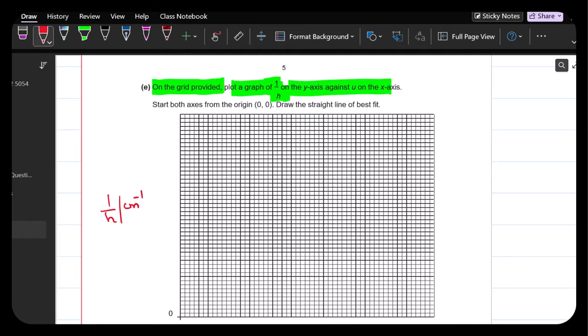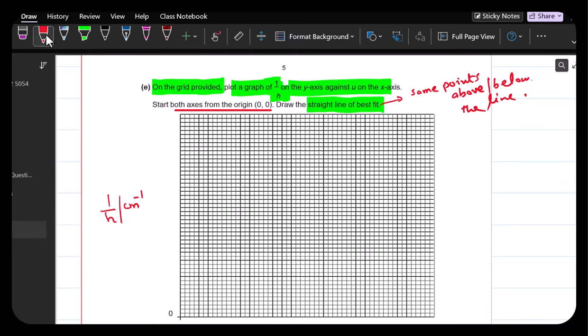Now start both axes from the origin. Sometimes it is mentioned that you are not supposed to start the graph from the origin, so then you have to be very careful. But this time, we have to start from the origin and we have to use a best fit straight line. We have to draw the straight line of best fit. Best fit means you can say the same number of points above or below the line. So this is going to be the best fit for you.